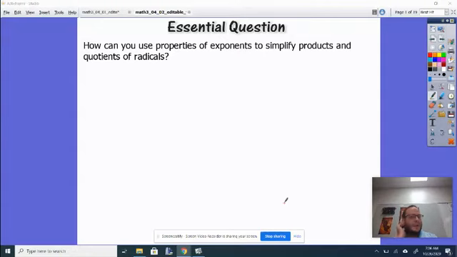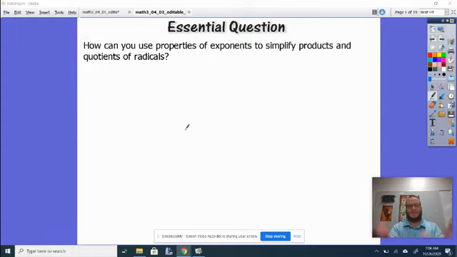Hey everybody, today we're going to be looking at 4.2. This is kind of a continuation of what we did last time. Sorry for the camera, I'm having to use the one on my laptop.